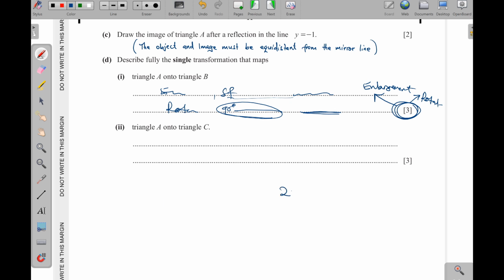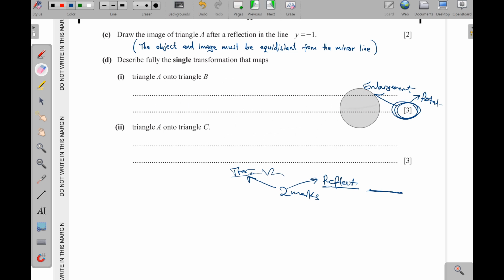Then if we are having 2 marks, you think about reflection. So you tell us reflection in the mirror line, you give us the equation of the mirror line. Then it can be translation. Then you tell us translation by which vector. You give us the vector. So those are the 2 marks there. You see that? So that's exactly what we are supposed to do.